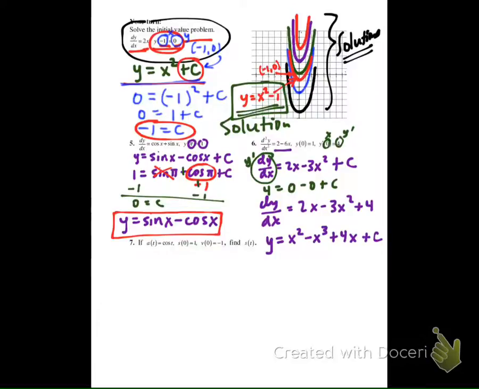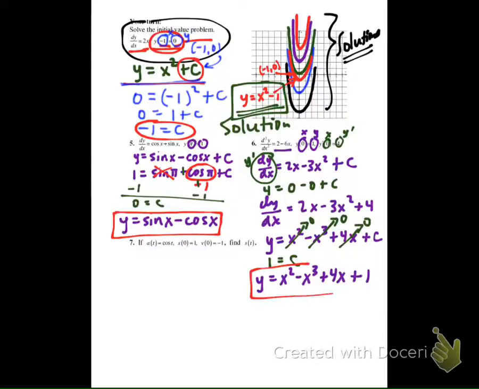Well, let's look back at our initial condition. Our initial condition is that y of 0, that would be the x, is equal to 1. That's our y. Okay. Well, what did I say? 1? Y is 1? Yeah. So we replace y with 1. We replace x with 0. So you can see this term goes to 0, this term goes to 0, this term goes to 0, and all we're left with is c. So therefore, we have y equals x squared minus x cubed plus 4x plus 1.